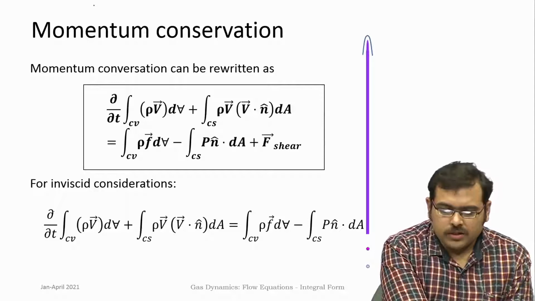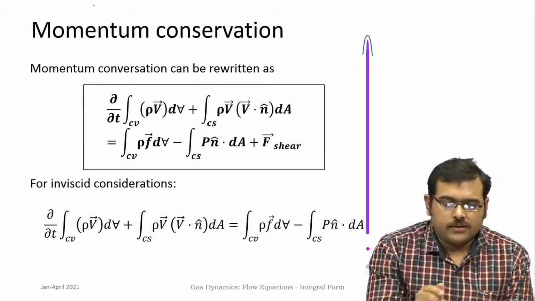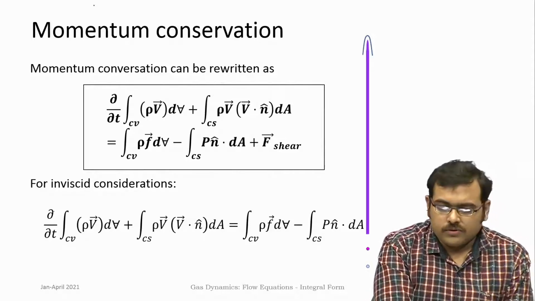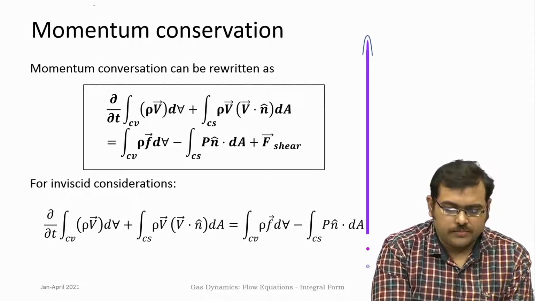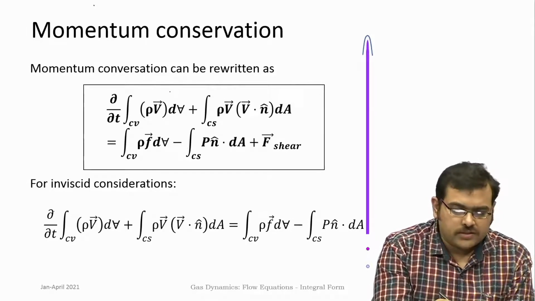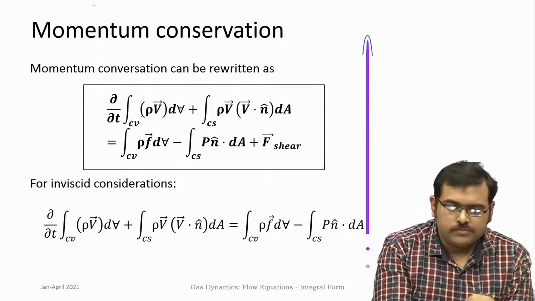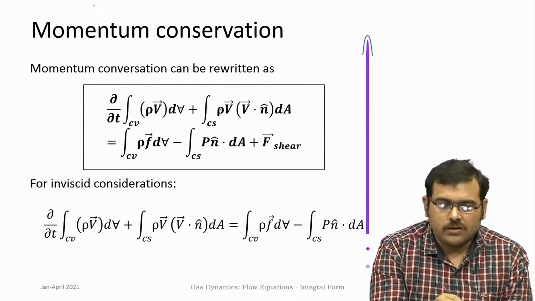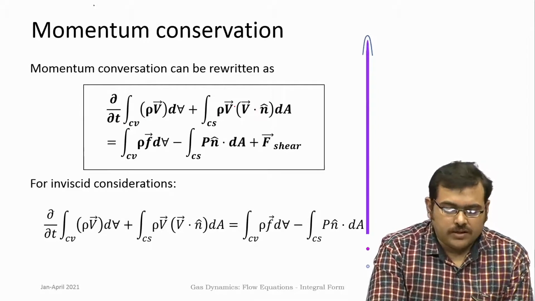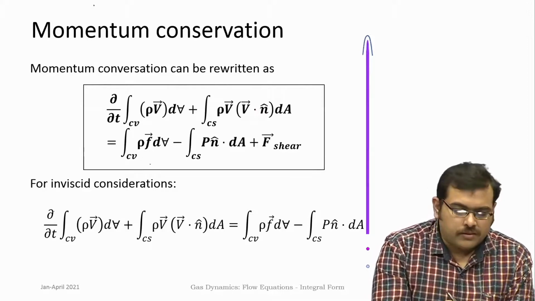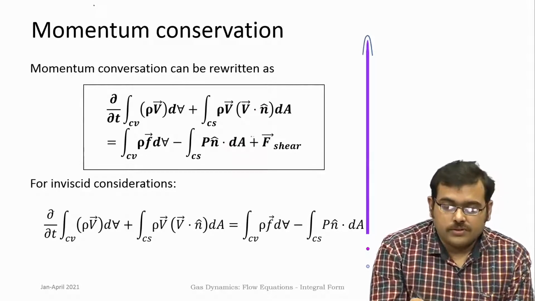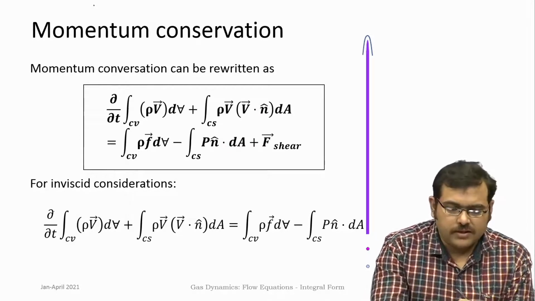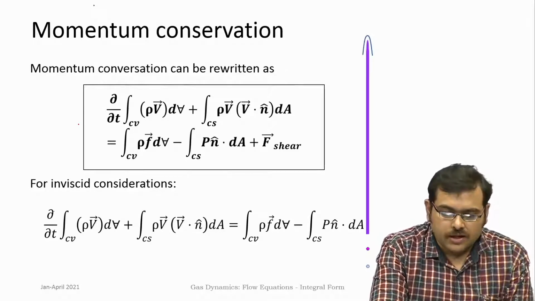So now we are in a position to write the complete momentum conservation equation, or Newton's second law for fluid flows, which is the rate of change of momentum within the control volume plus the fluxes across the control surfaces, equal to the sum of body forces, the pressure force and the shear force. So, this is the momentum conservation equation.